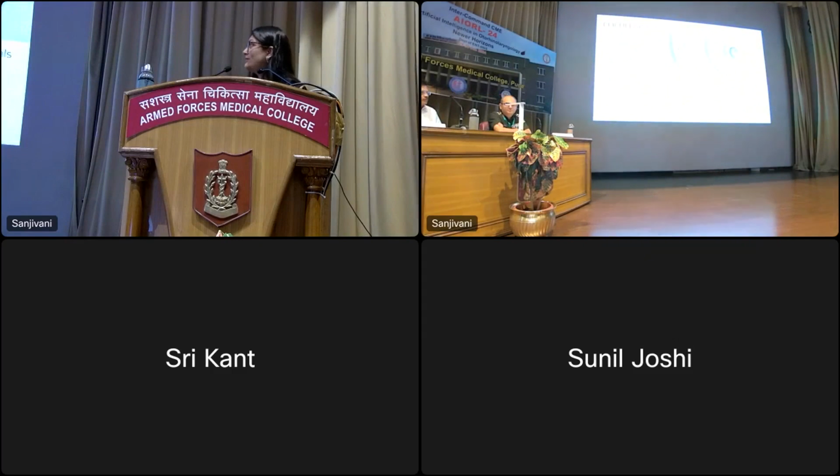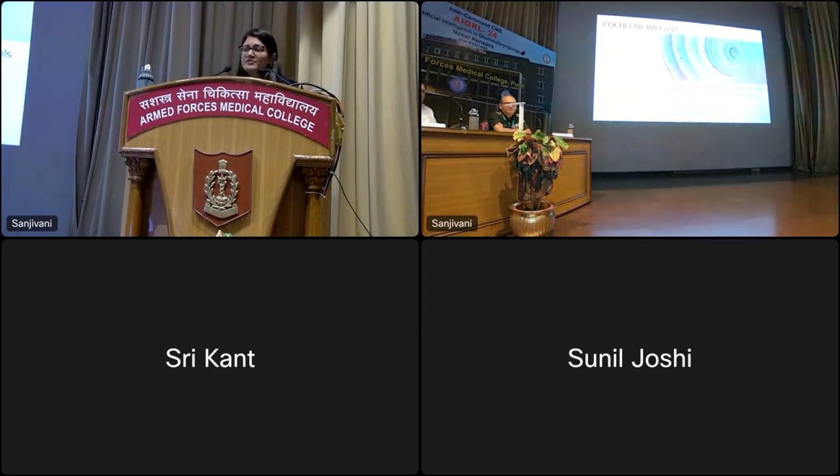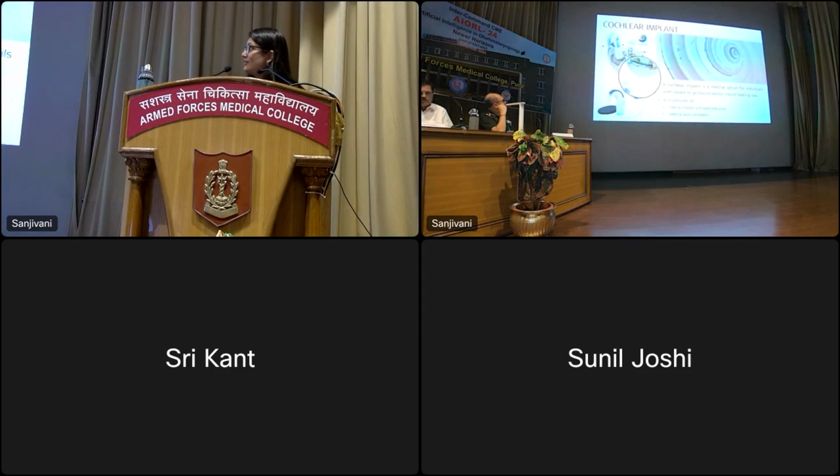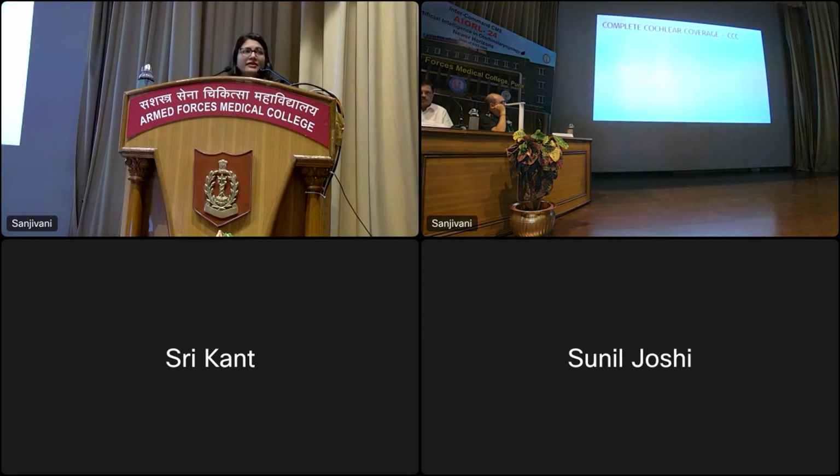Cochlear implant is a medical option for individuals with severe to profound sensory neural hearing loss. And it has the internal parts and the external components. The part that we are going to talk about is the electrode array, which goes inside the cochlea, which is giving the electrical stimulation. Now, there are two concepts to address, which is also backed by scientific evidence. The concept that I'm going to talk about is complete cochlear coverage and why it is important.